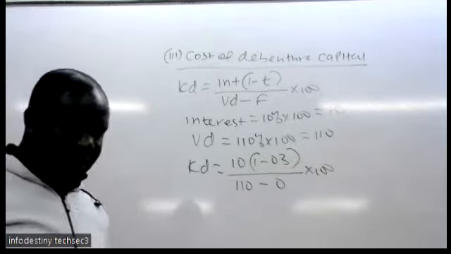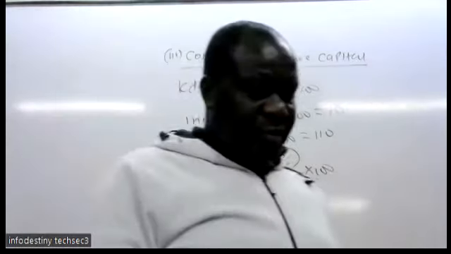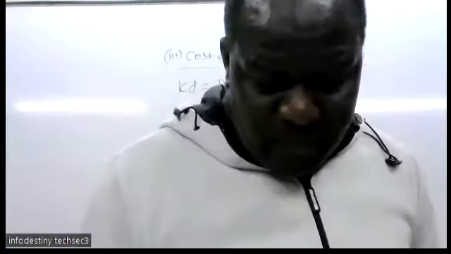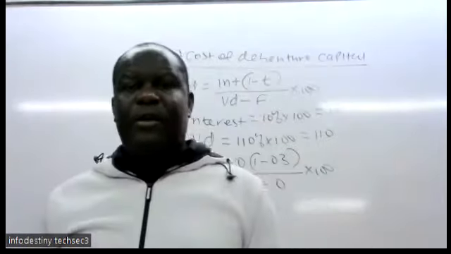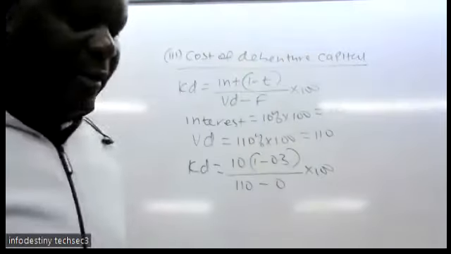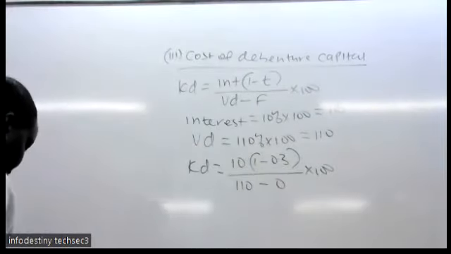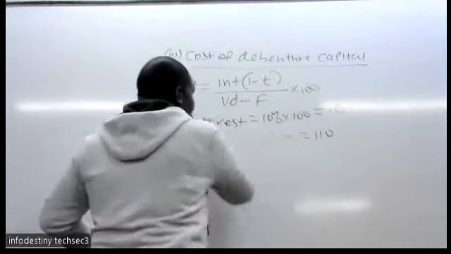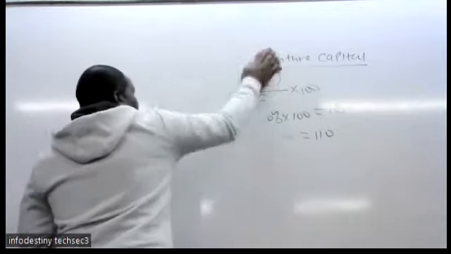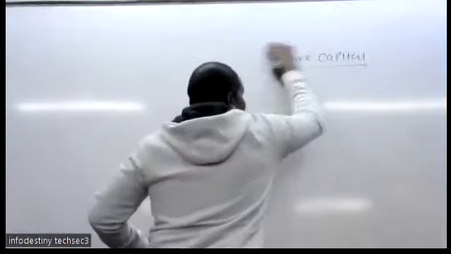So now we go to Roman letter 4, which is the cost of the 8% preference share capital. Let us now calculate the cost of the preference share.